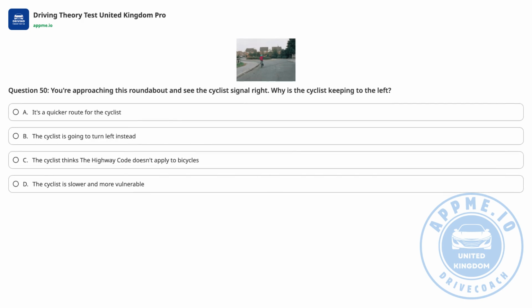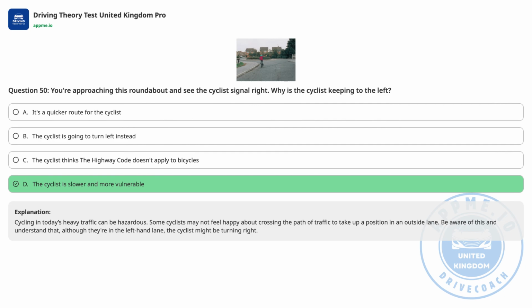Question 50. You're approaching this roundabout and see the cyclist signal right. Why is the cyclist keeping to the left? A. It's a quicker route for the cyclist. B. The cyclist is going to turn left instead. C. The cyclist thinks the Highway Code doesn't apply to bicycles. D. The cyclist is slower and more vulnerable. The correct answer is D.